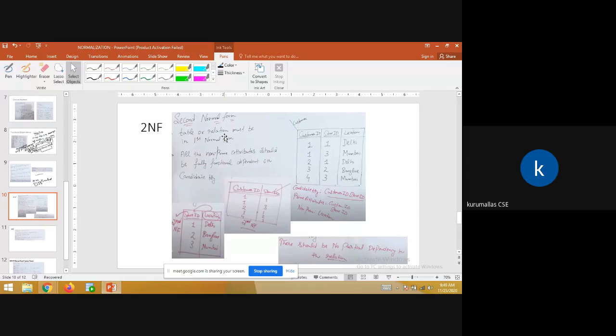Here, the second normal form is that the table must be in first normal form, right? That is one rule. The table or relation must be in first normal form. The second property is that all the non-prime attributes should be fully functionally dependent on the candidate key. What is meant by prime attribute and non-prime attribute? Can anybody answer? Already I told this in the previous slide.